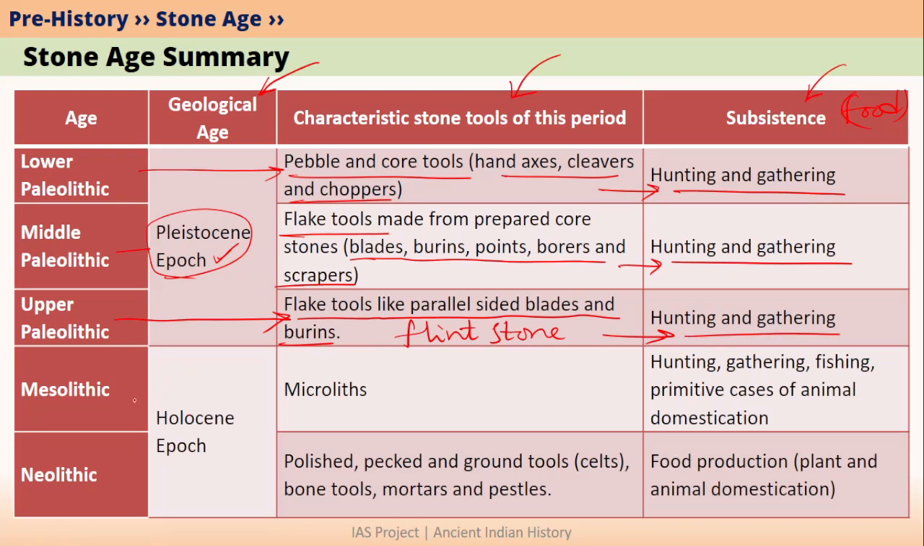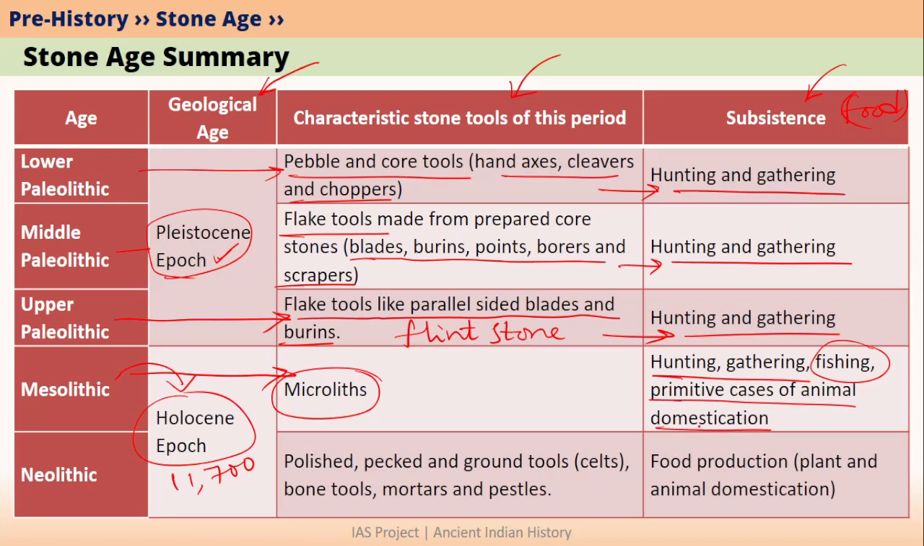Now the real change happens. The Mesolithic Age belongs to the Holocene epoch because the Holocene epoch started 11,700 years ago. Mesolithic people used tools which were called microliths. Microliths are nothing but small stone tools. Apart from hunting and gathering, Mesolithic people also did fishing. Along with fishing, at the end of the Mesolithic Age, primitive cases of animal domestication as well as a primitive case of cultivation of plants can also be found.